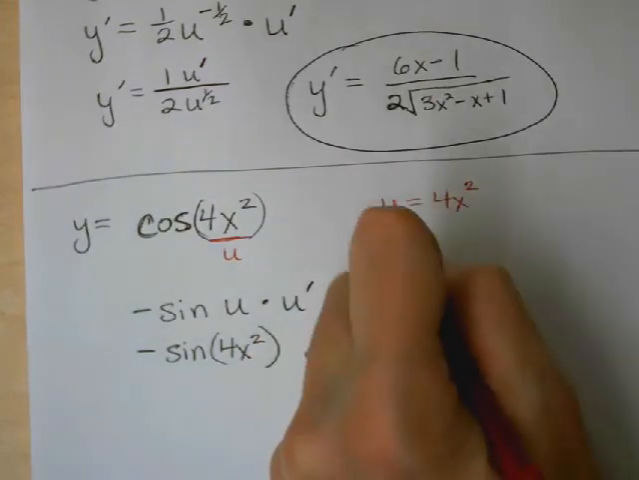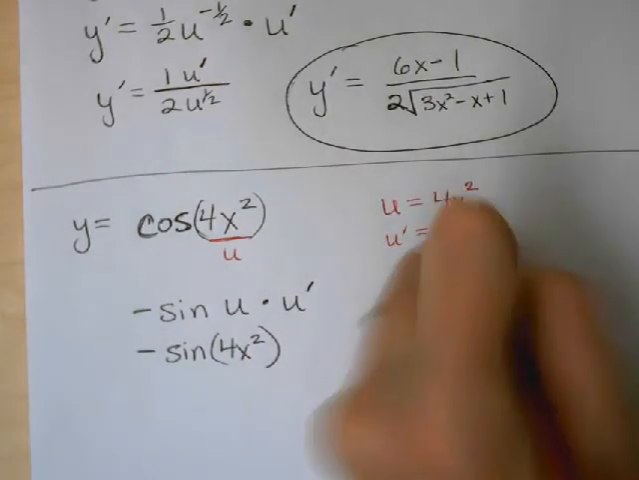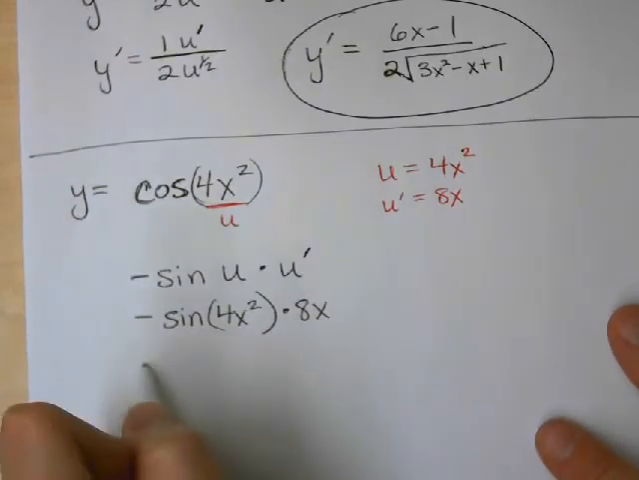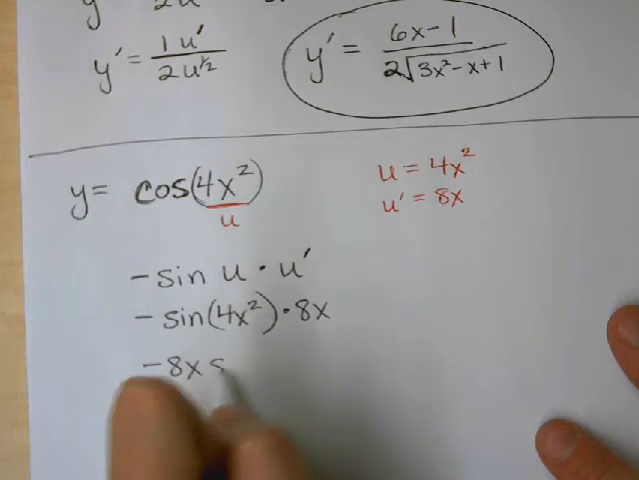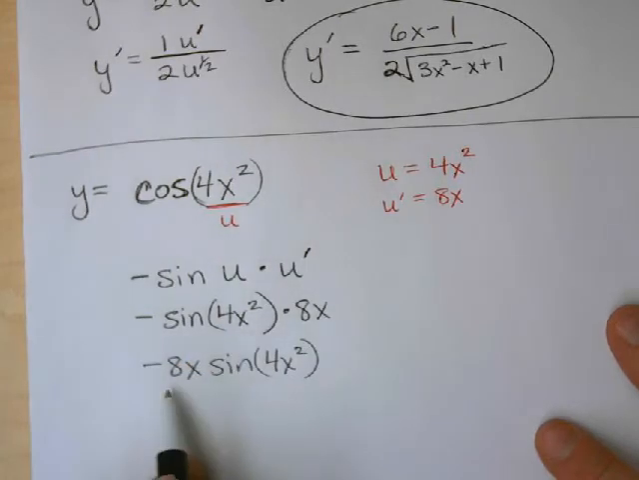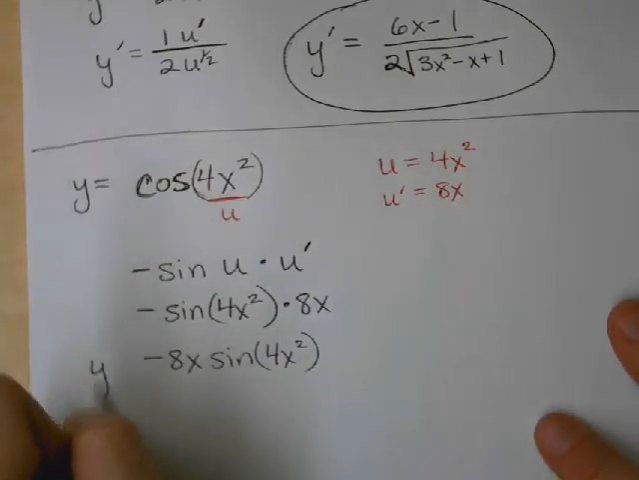So I'll just write it here. u prime equals 8x. Good job. So this is going to be times 8x at the end. So it'll be negative 8x sine of 4x squared. Yep, that's my derivative.